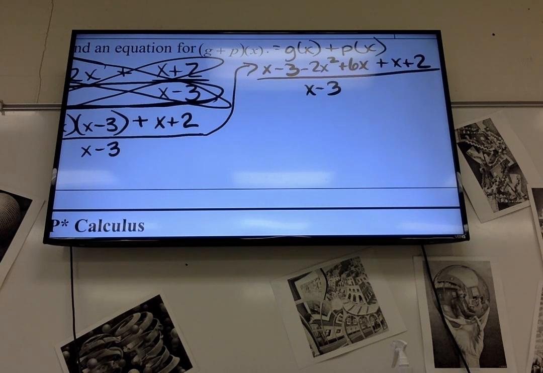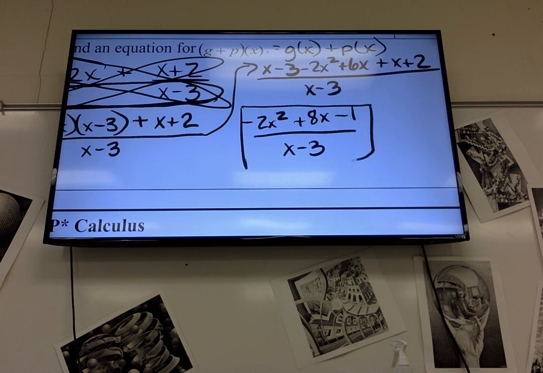Combining like terms on top, I have a negative 2x squared. X plus 6x is 7x, plus 1 more is 8x. And negative 3 plus 2 is minus 1. All over x minus 3. So that's it for finally day 8.